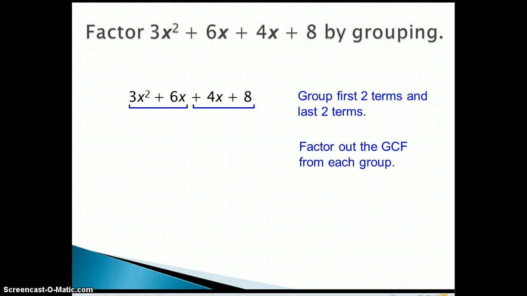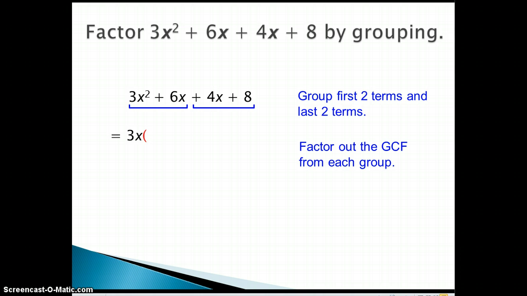So now we're going to factor out the GCF from each group. The GCF of the first group would be a 3 from the coefficients and an x for the variable part. So 3x is the GCF from the first group. Notice we're going to skip that step of splitting up each term as the GCF times its remaining term and go right to the next step.